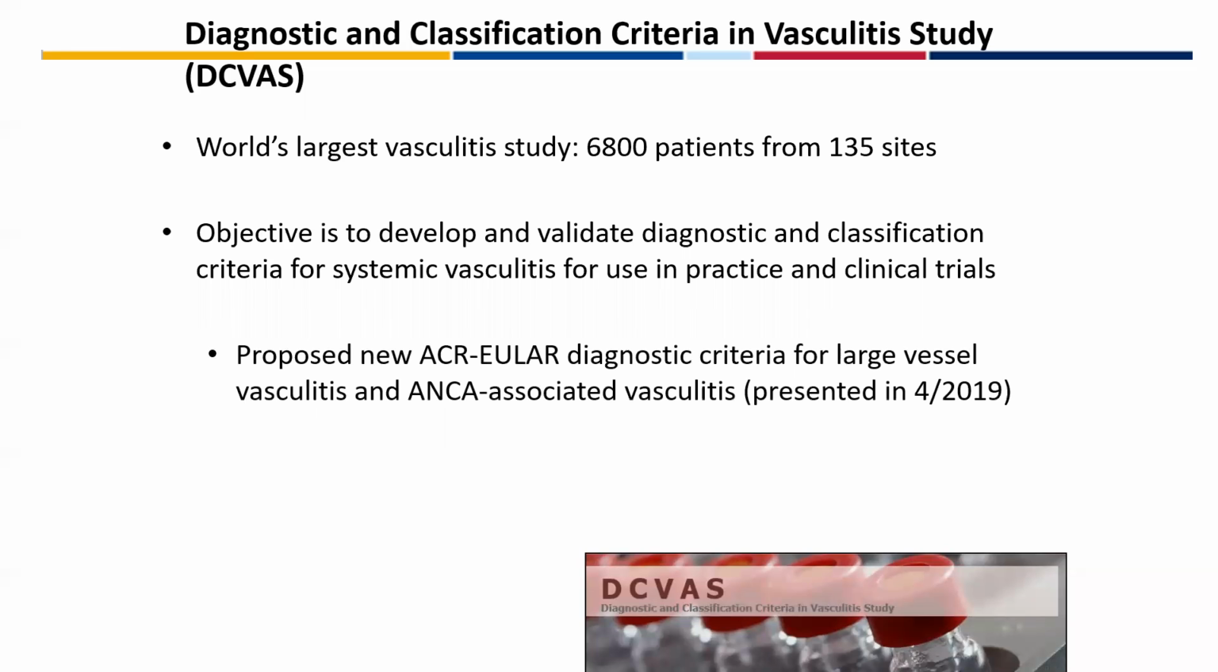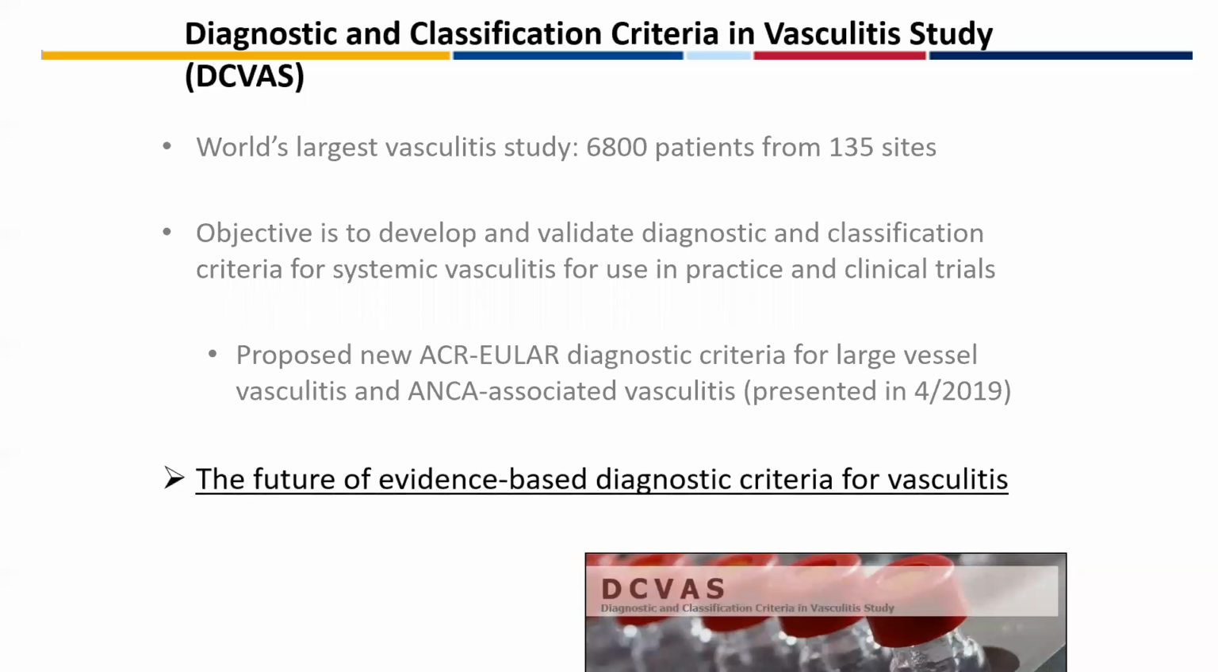This group has formulated already a new diagnostic criteria with point systems based on various clinical and laboratory and histologic findings to arrive at a diagnosis, an evidence-based diagnosis, for large vessel vasculitis and also for ANCA-associated vasculitis. And so these things are slowly winding their way toward publication. And they really are the future of evidence-based diagnostic criteria for vasculitis.